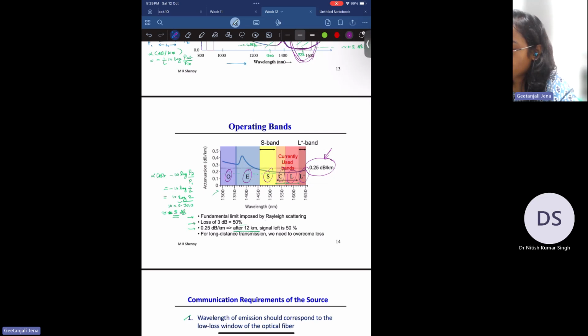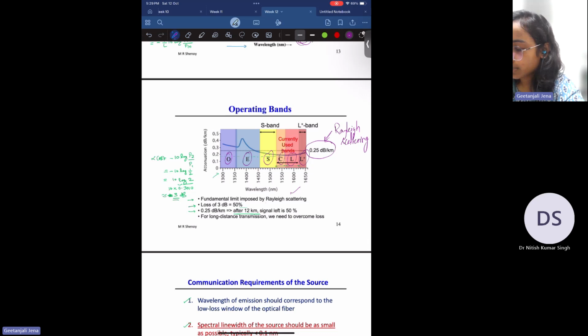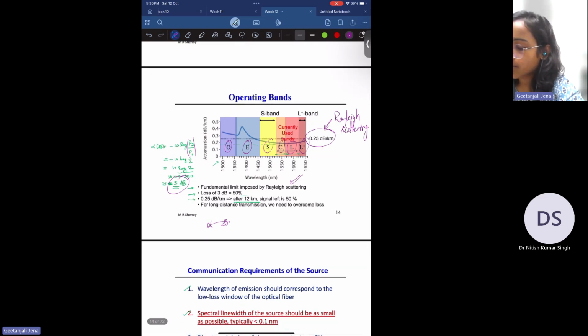This loss of 0.25 dB per kilometer is due to Rayleigh scattering, and this is the fundamental limit. We cannot go beyond that. If you want P2 by P1 to be half, it will come around 3 dB. That means when the output power is down by 3 dB, you have 50% loss in the input power.